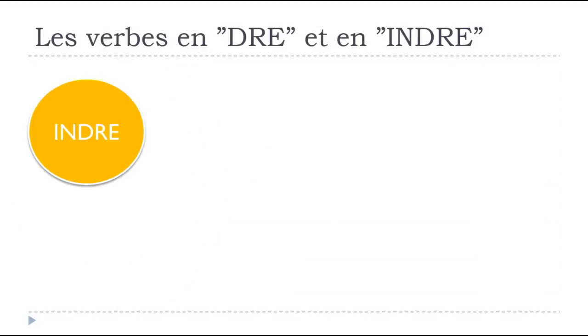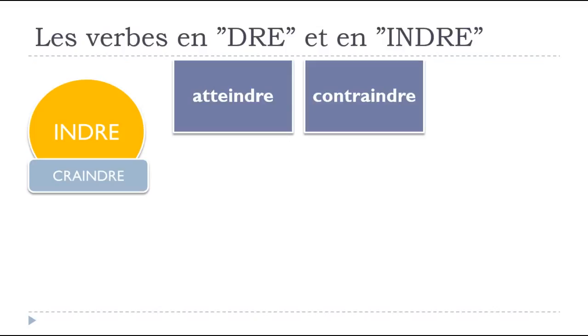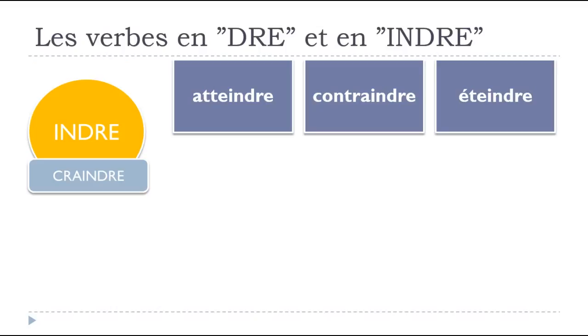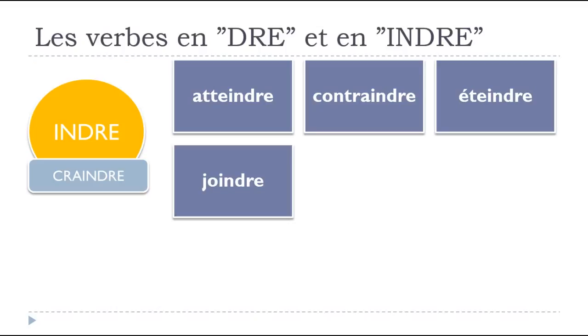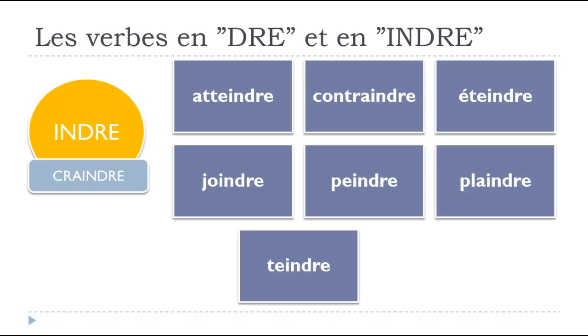And of course, we'll see a few verbs that are conjugated like craindre, and they are atteindre, contraindre, éteindre, joindre, peindre, plaindre, teindre, and a few others. Okay, so atteindre, contraindre, éteindre, joindre, peindre, plaindre, teindre. And so let's see what they mean.